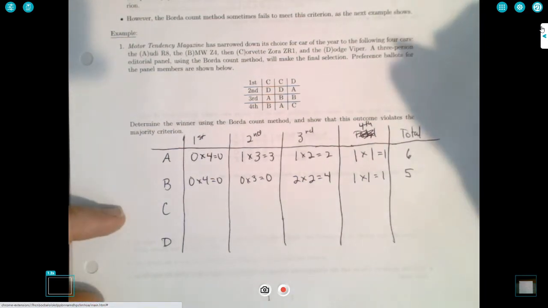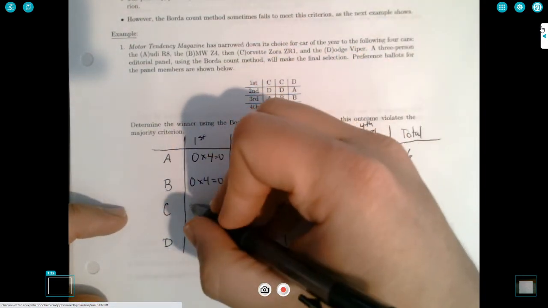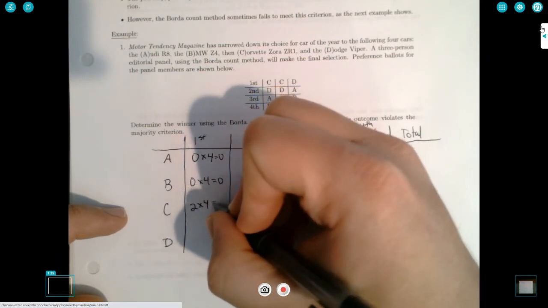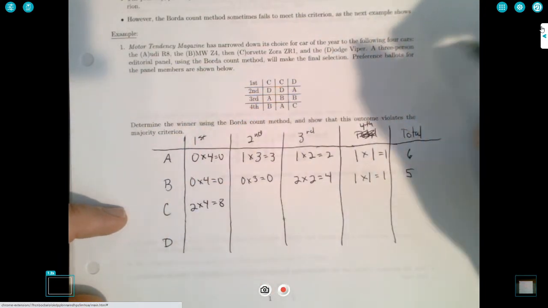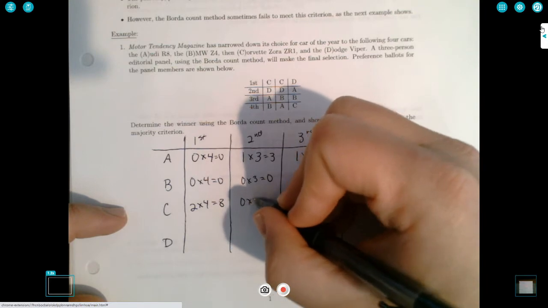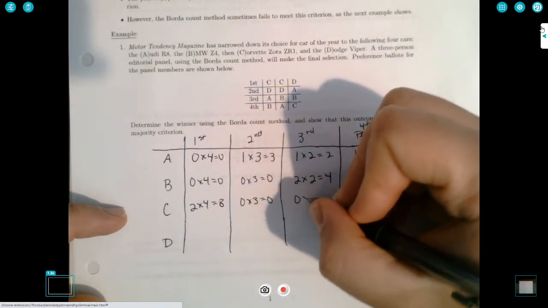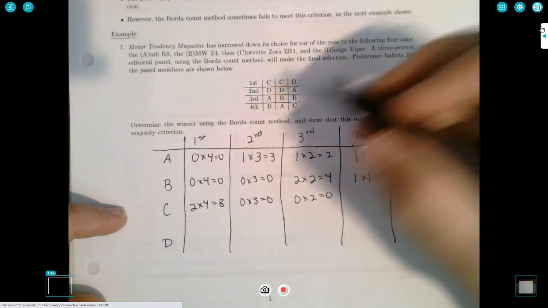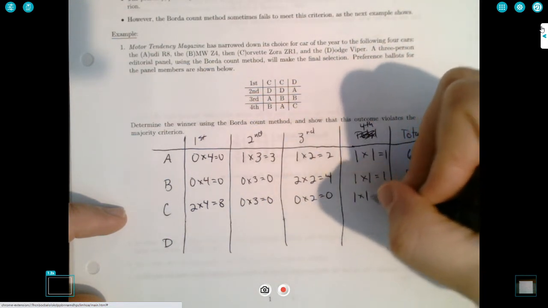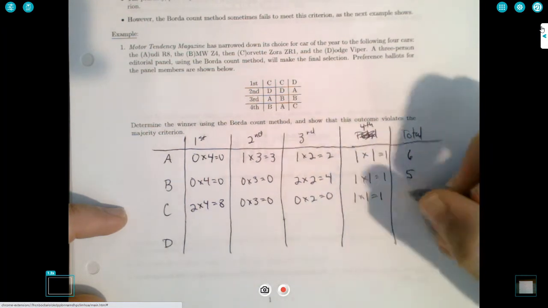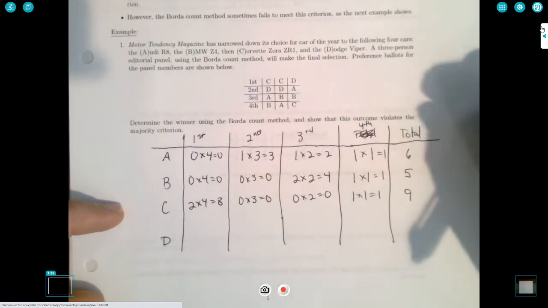What about the Corvette? Corvette won first place twice. It won second place 0 times. It won third place 0 times. And it won fourth place once. So that's a total of 9 points for the Corvette.